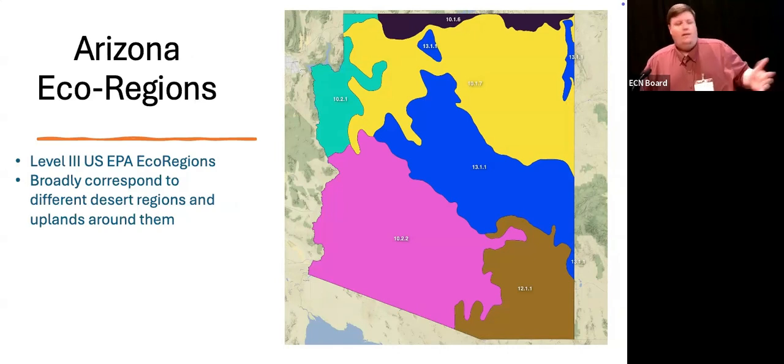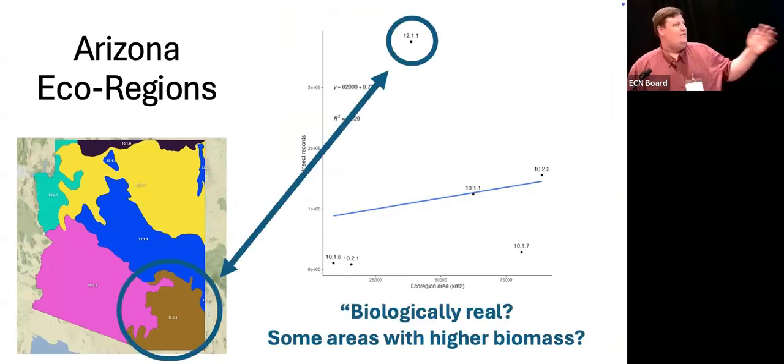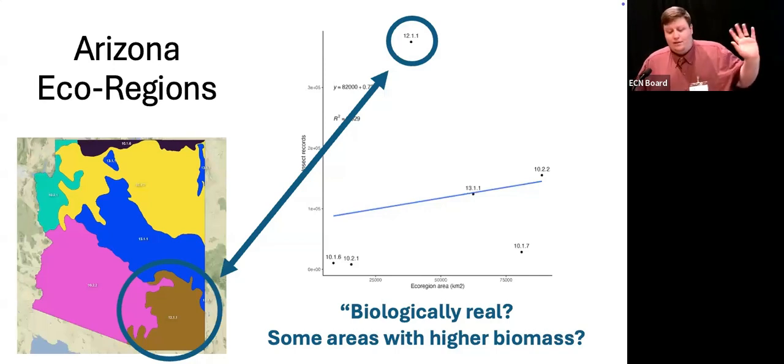And so we can then plot the number of records by the area of these. And we can see that there's a really big outlier, the southeast corner, the Madrean archipelago area. But maybe this is biologically real. Maybe there's a lot more biomass of insects here. And so if you go out for a day there, you're going to come back with a lot more specimens in your collection.